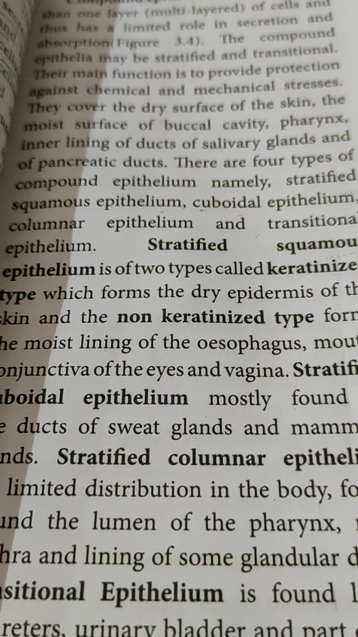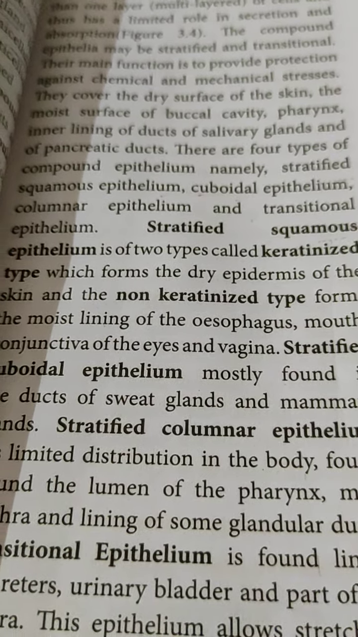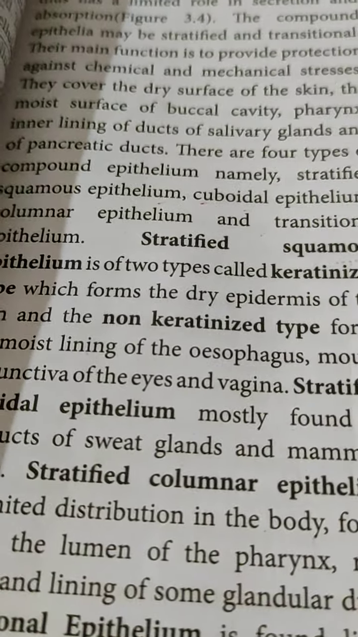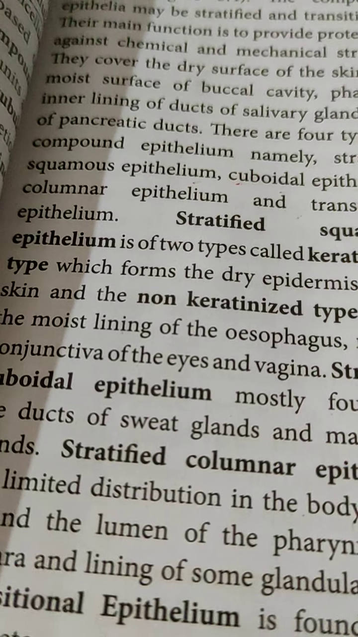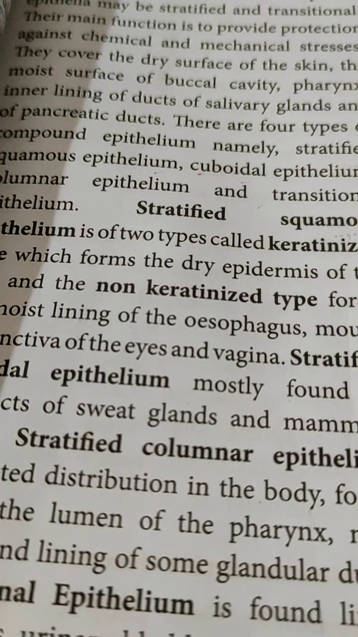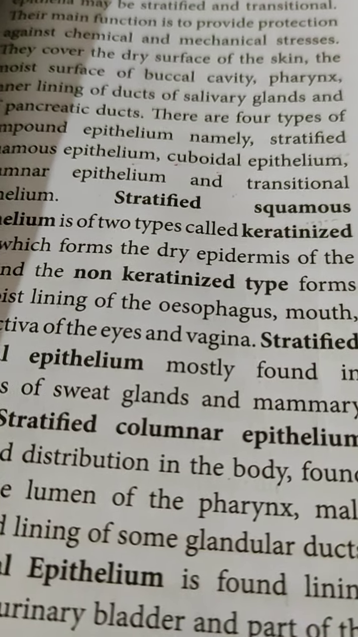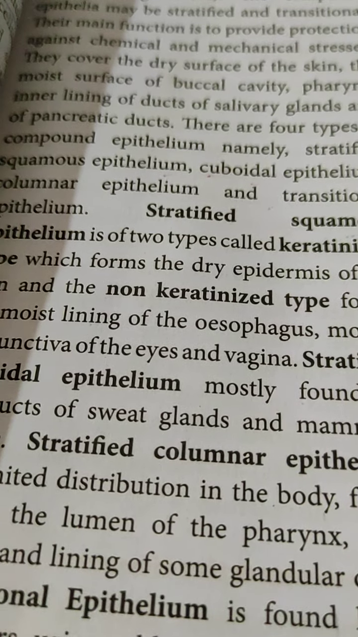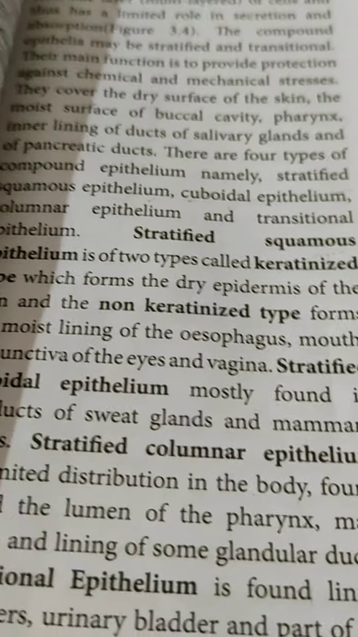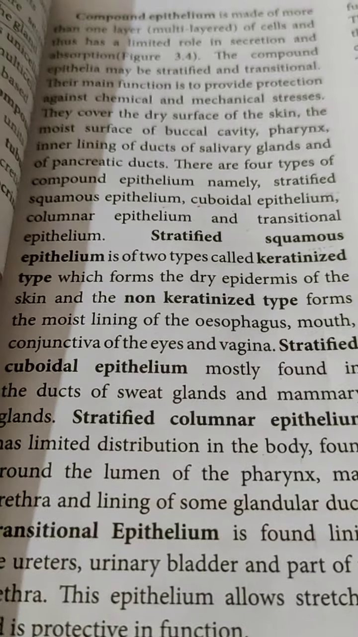Now squamous epithelial cells are of two types. Keratinized, where keratin protein is present, as in the dry epidermis of the skin, and non-keratinized, where keratin is absent. Non-keratinized forms the moist lining of the esophagus, mouth, conjunctiva of the eyes, and the vagina, where there is a slippery substance, and the buccal cavity also. That is non-keratinized. Keratin is a type of protein present in the skin to maintain its elasticity. And these are the non-keratinized areas where we can see the stratified, compound epithelial cells.